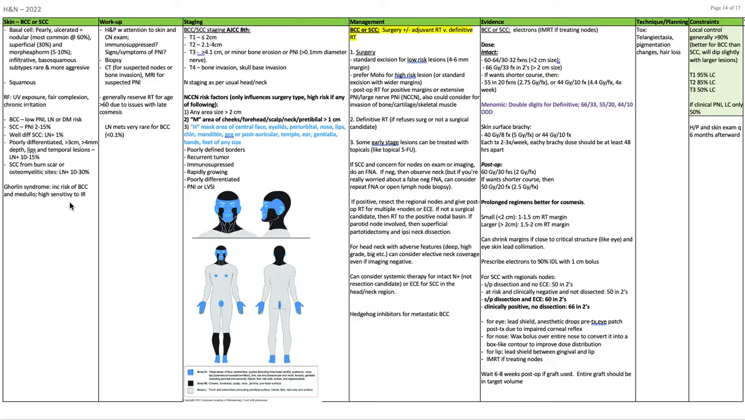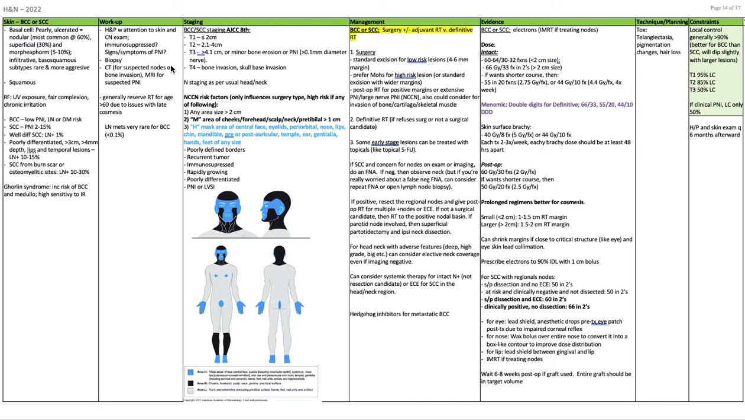Gorlin syndrome is an increased risk of basal cell cancer and medulloblastoma. These patients have a high sensitivity to ionizing radiation. Workup for skin cancer should be H&P with attention to skin and cranial nerve exam. Question about immunosuppression. Signs and symptoms of perineural invasion.